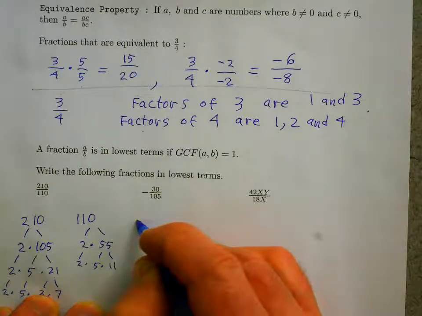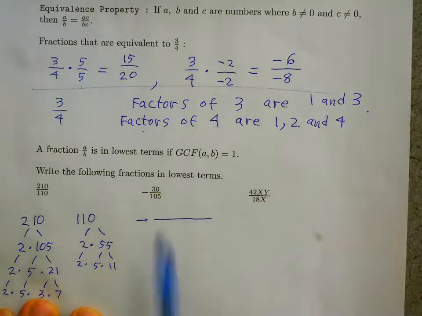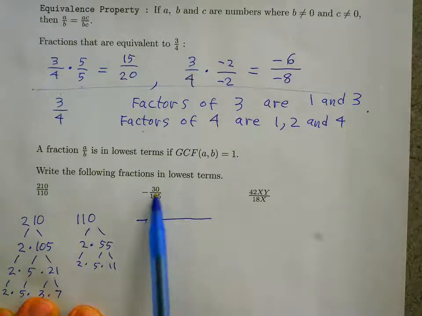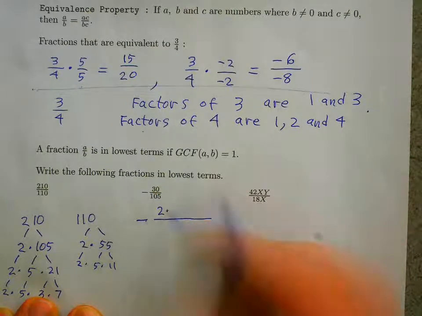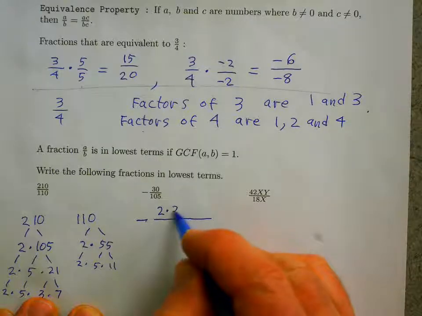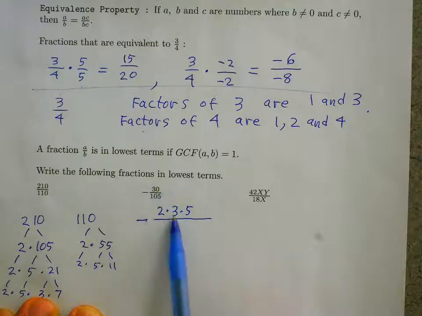So let's just think about what we're looking at here. Negative 30 over 105. Let's do part of this mentally, in our heads. 2 goes into 30 15 times, so I'll write down 2 because that's a prime number. And then 15, 3 times 5 is 15. So in the numerator, I'm replacing 30 with 2 times 3 times 5. You can verify that 2 times 3 times 5 is 30, and 2, 3, and 5 are prime numbers.